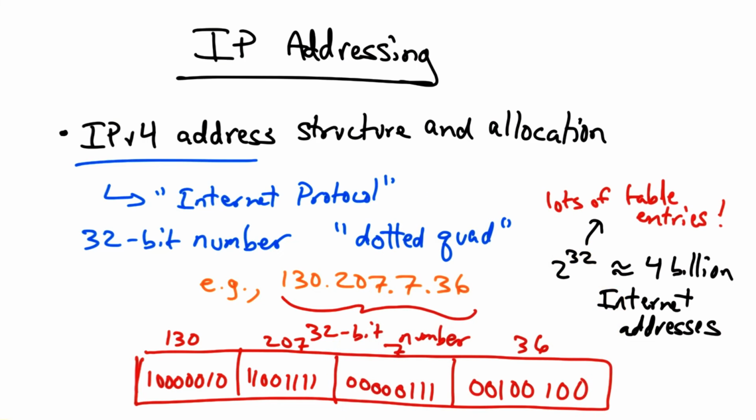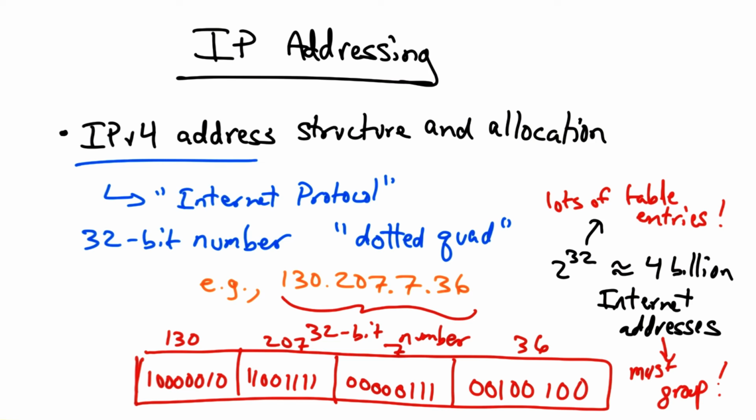lot. Think of if you have to store every single IP address as an entry in a table. Very quickly, that becomes an extremely large table, where lookups can be slow, and the memory required to store such a large table might be expensive. So what we need is a more concise way of representing groups of IP addresses.